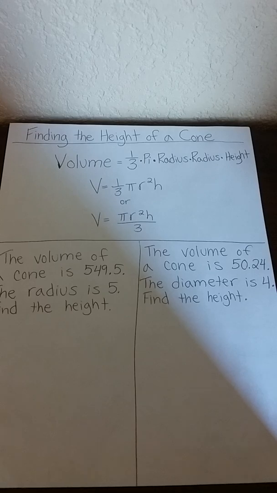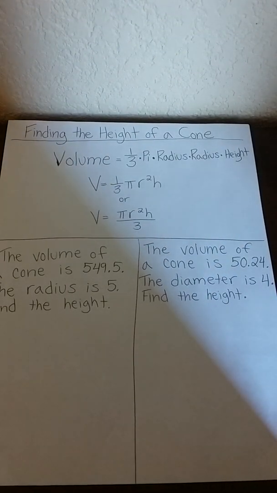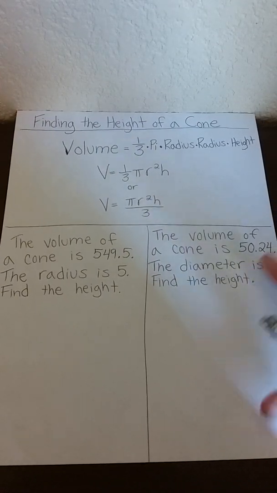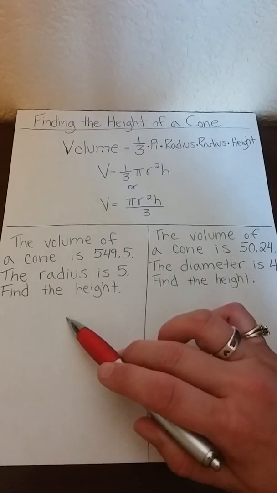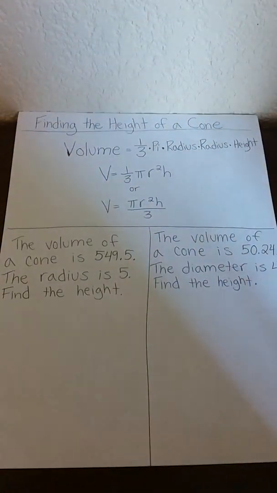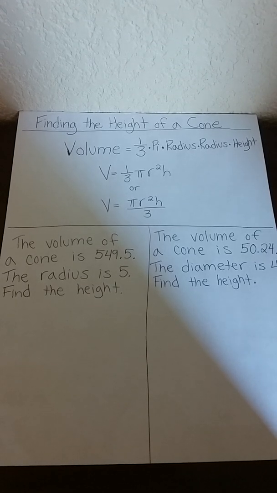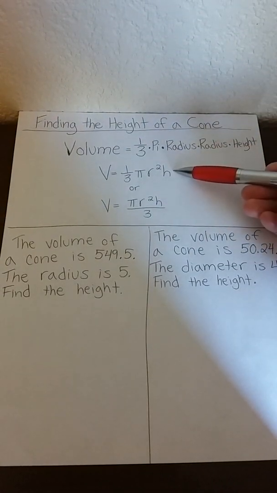We're going to do two examples, one with radius, one with diameter, and I'm going to use one of these formulas for each example. So our first example, we're going to do the one on the left. The volume of a cone is 549.5. The radius is 5. Find the height. Okay, I'm going to use the top formula here.